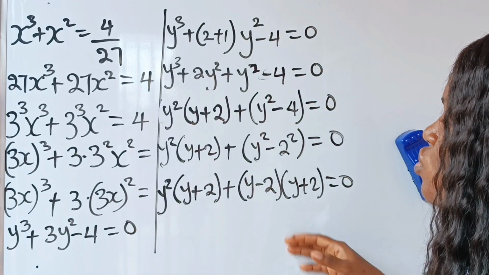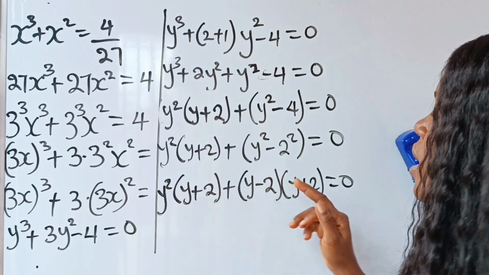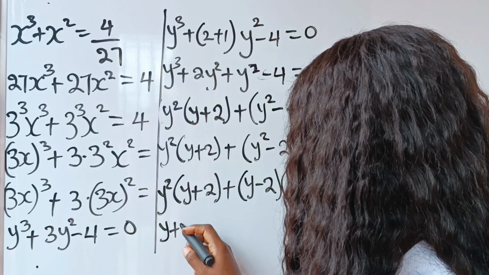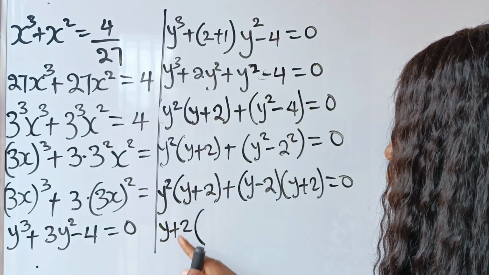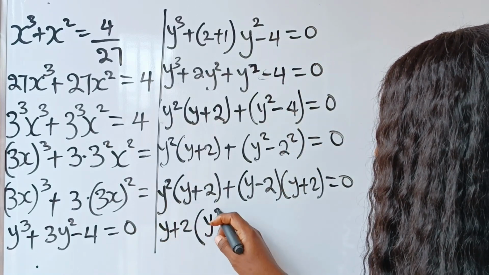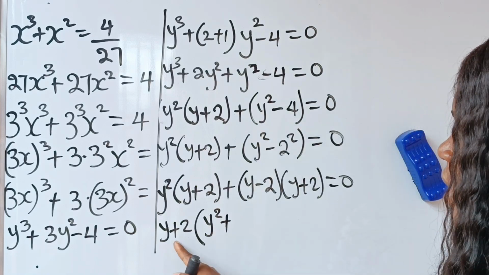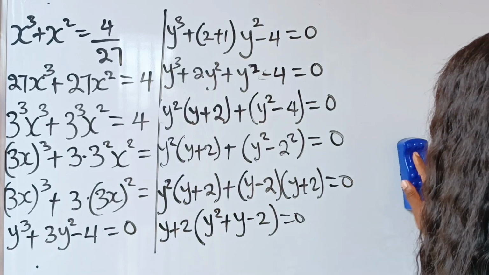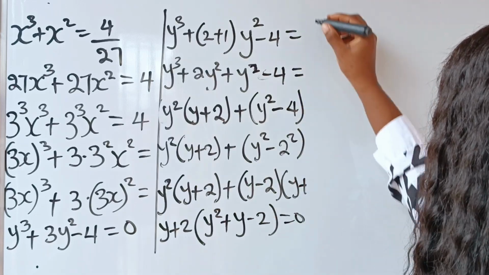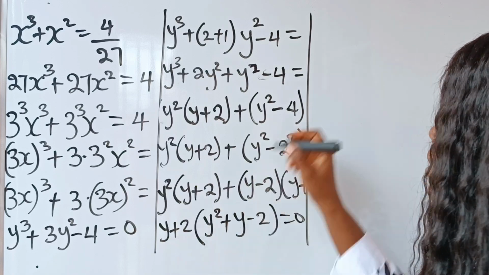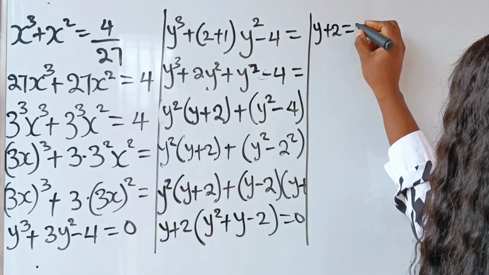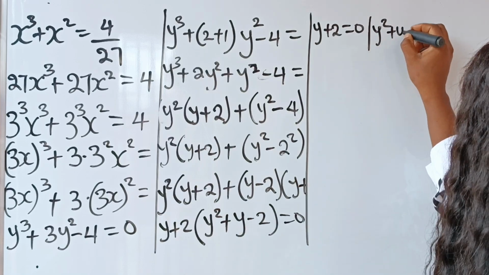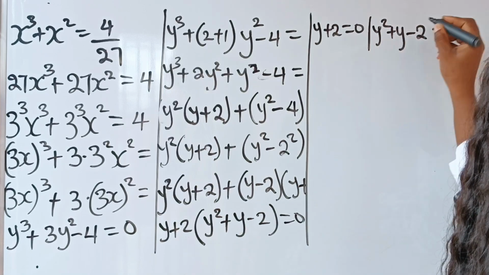Now when you look at these two terms, you can notice that we have y plus 2 here and we also have y plus 2 here. So let's factorize that out. So we have y plus 2 open bracket, when the whole of this is divided by this, we have y squared remaining, plus when this is divided by this, we have y minus 2 remaining, is equal to 0. Now we can write two things, that y plus 2 is equal to 0, and that y squared plus y minus 2 is also equal to 0.